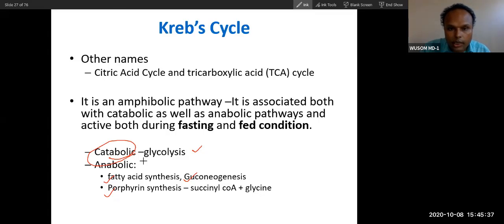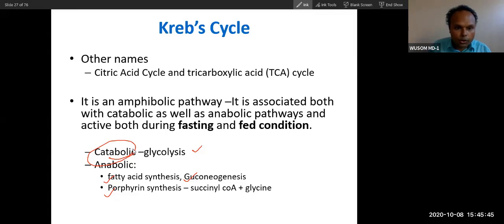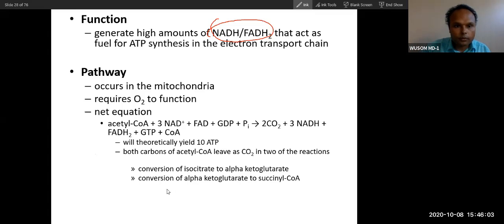Okay, that is associated with glycolysis. So the first function is to generate NADH from this catabolic process, and from the anabolic process it will help generate fatty acid, glucose, and the porphyrin ring for hemoglobin, heme. We actually talk about all these pathways in MD1 only. Now you can see, in fed condition, it will produce NADH and FADH2 and ATP. The whole pathway occurs in mitochondria and requires oxygen. Without oxygen, it cannot happen.